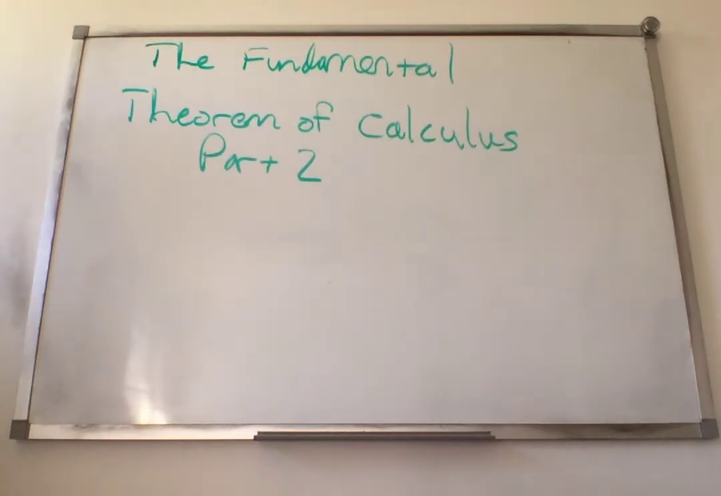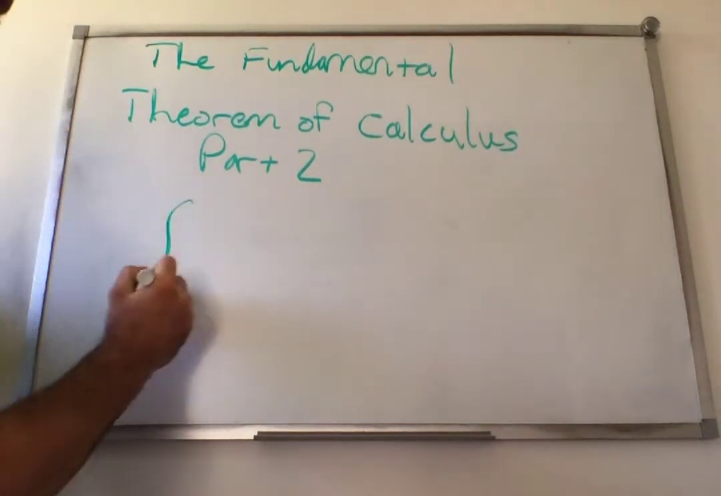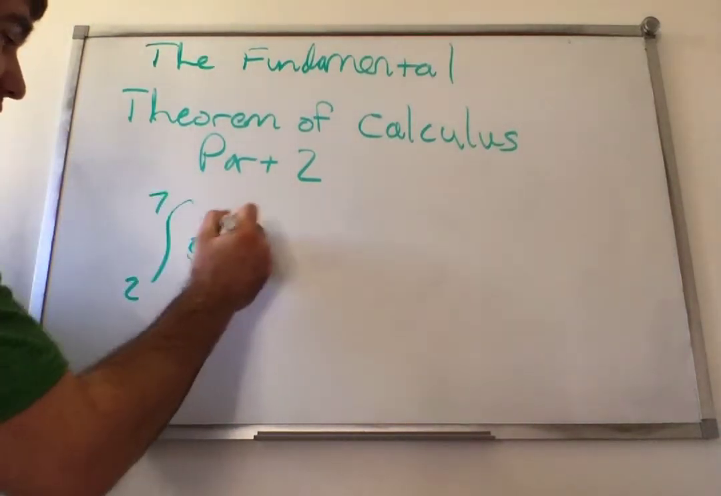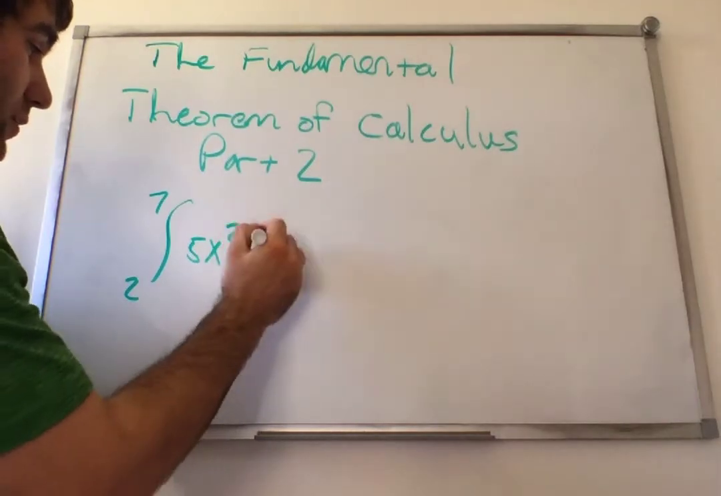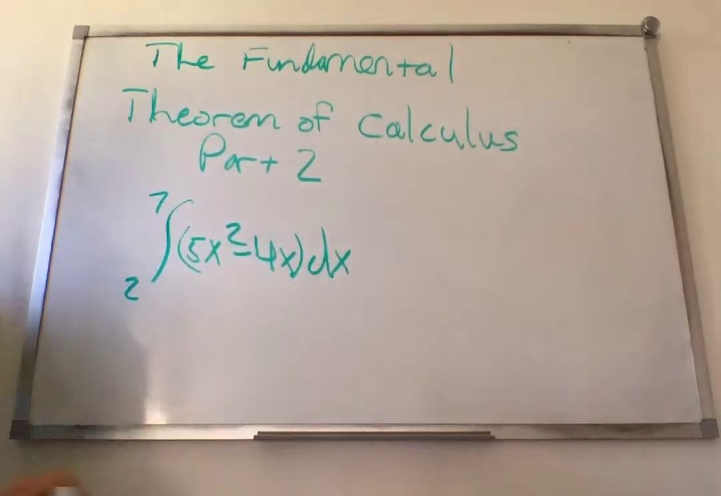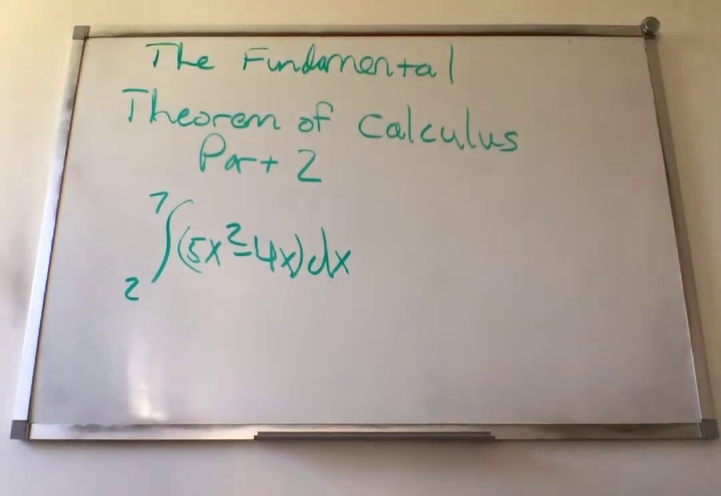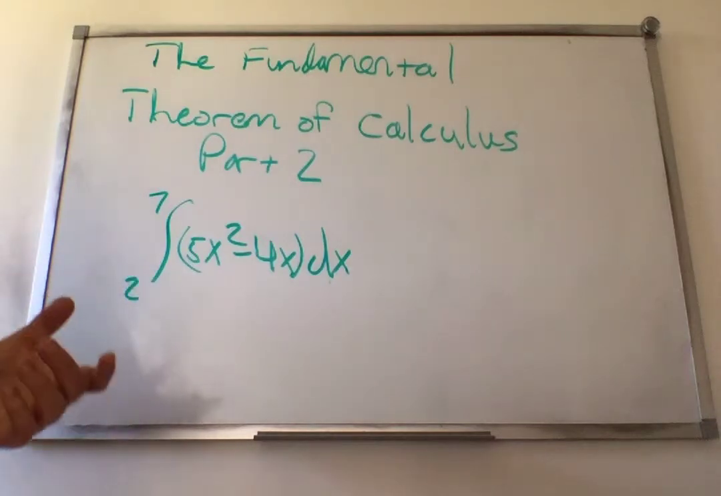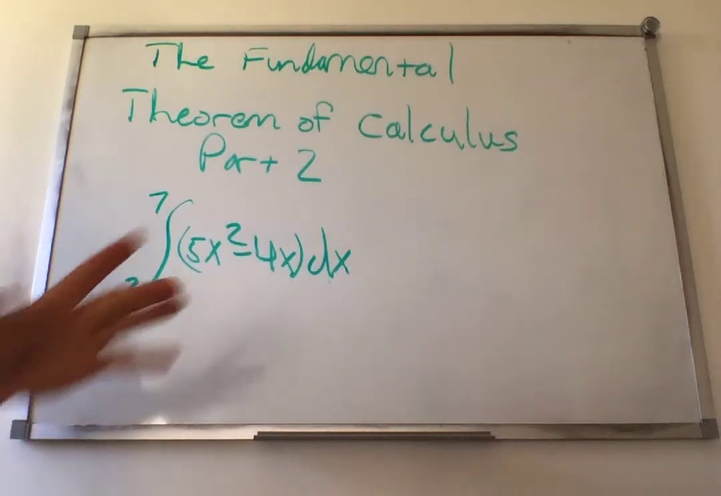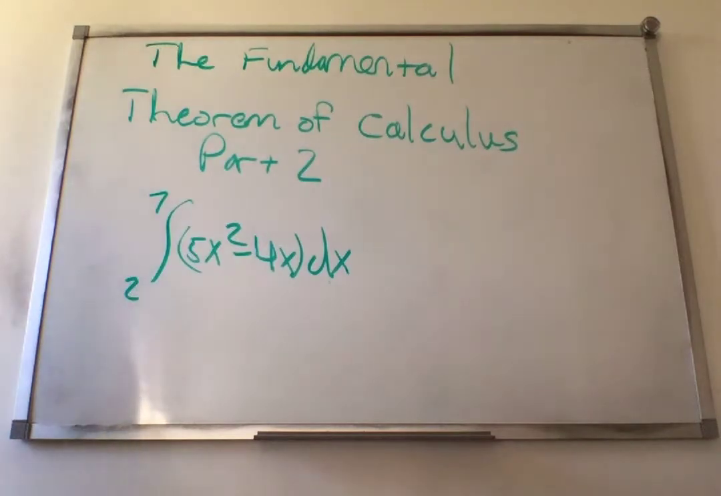If you recall that example that I did to evaluate the integral, I believe the example was the integral from 2 to 7 of 5x squared minus 4x dx. I found sample points, plugged them in, got an equation for the sum, and I found a limit. That was a really long and tedious process to do. There is a much faster way of doing it.